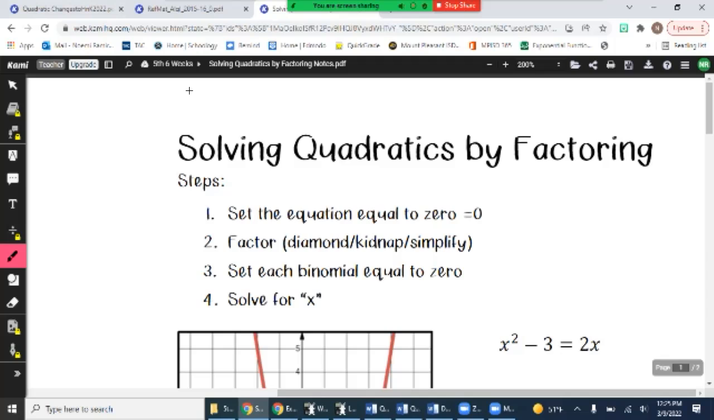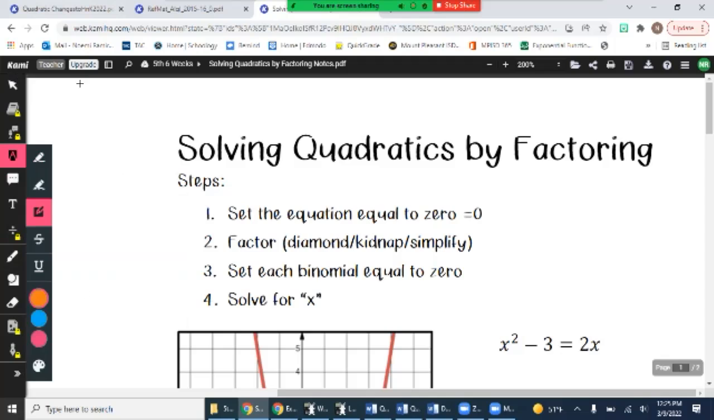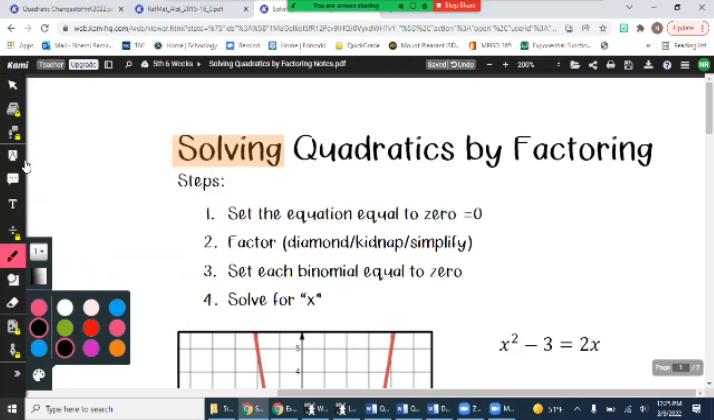Quadratics, factoring ties into quadratics. When we are solving these quadratic equations, what we are actually looking for are the zeros, the x-intercepts. By solving a quadratic, you are finding the x-intercept.